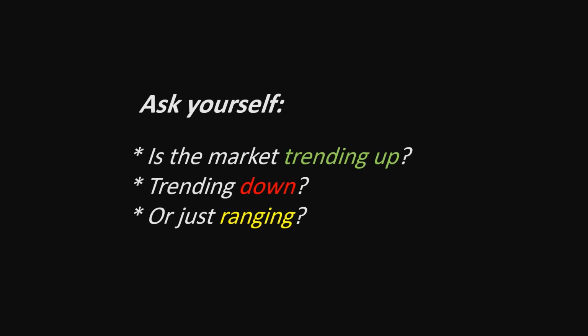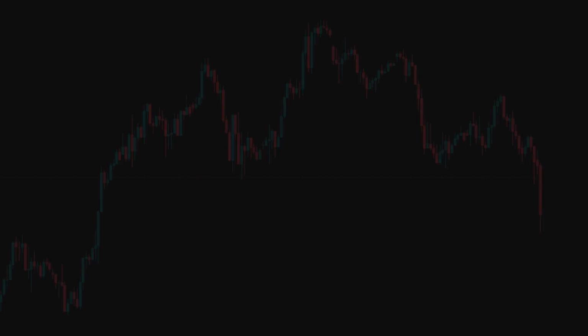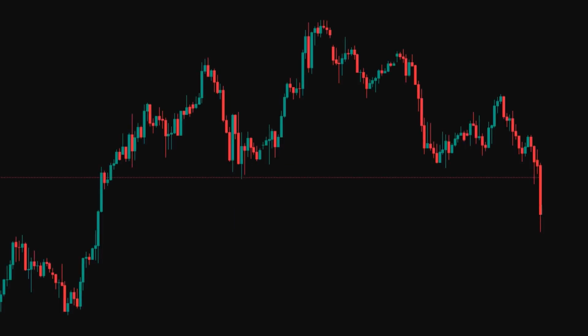Start by zooming out on the 1-hour chart to get a clear view of the bigger picture. Ask yourself, is the market trending up, trending down, or just ranging? Let's walk through an example. We can see that the price was in an uptrend and formed a nice break of structure just before last week's close. But as the new week started, it began to drop. Here's where it gets interesting.